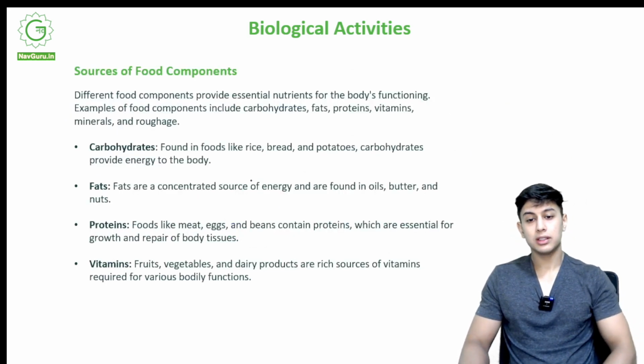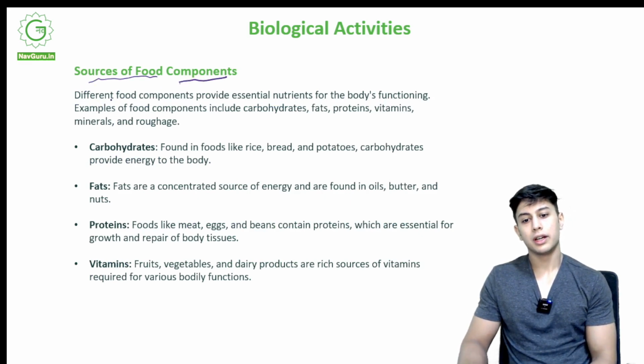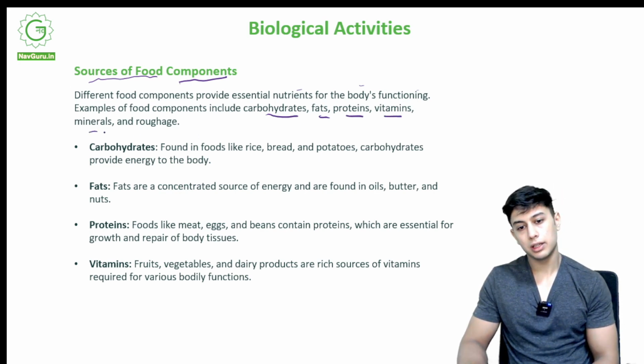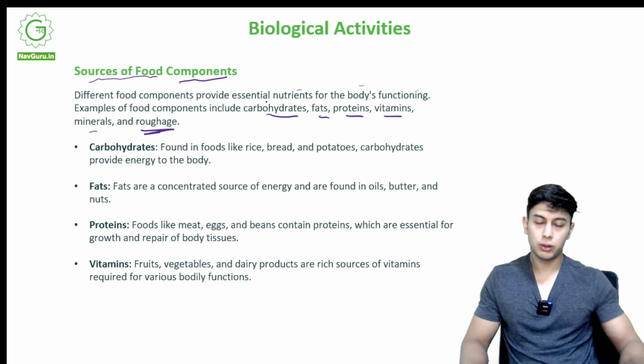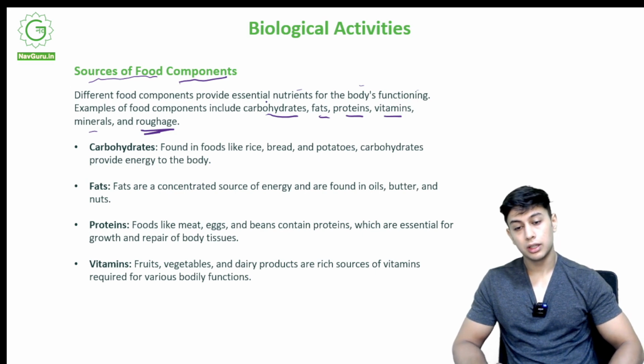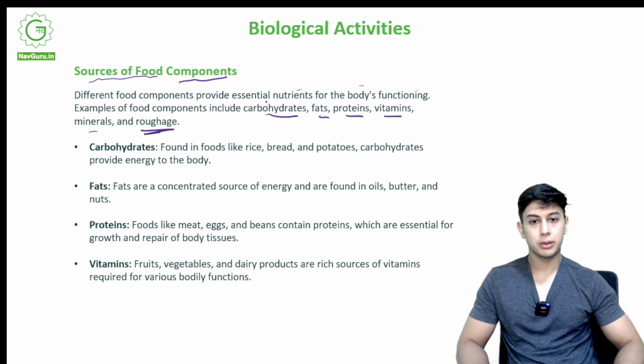Now, what are the sources of food components? Different food components provide essential nutrients for the body's functioning. Examples of food components include carbohydrates, fats, proteins, vitamins, minerals, and roughage. We all know that there are various parts of the food. What is the role of each? How does it work? We will study that in detail.